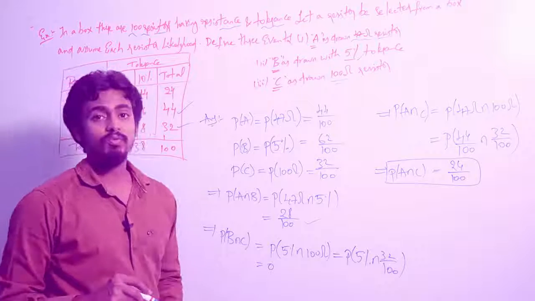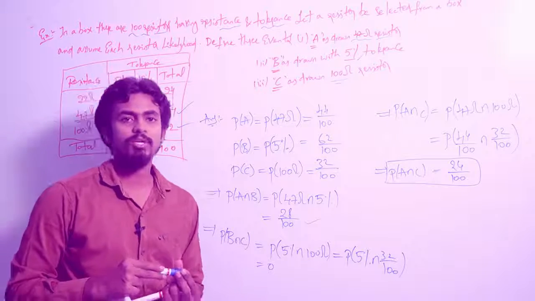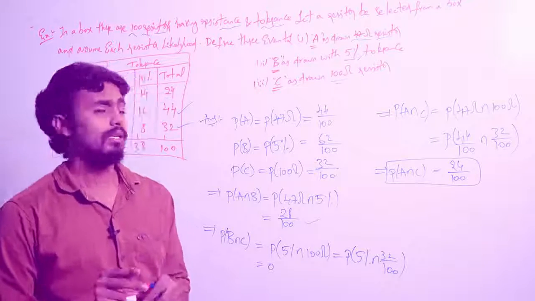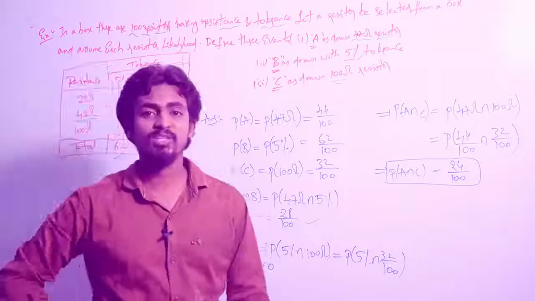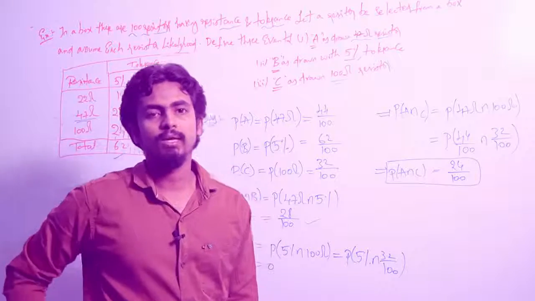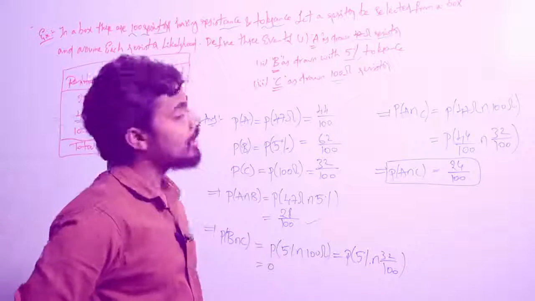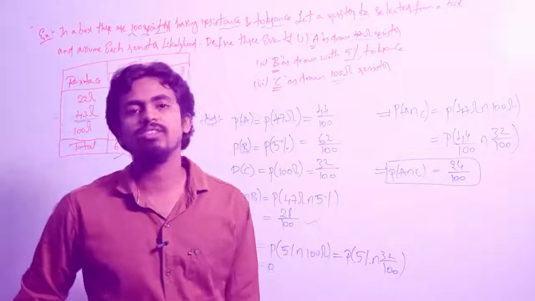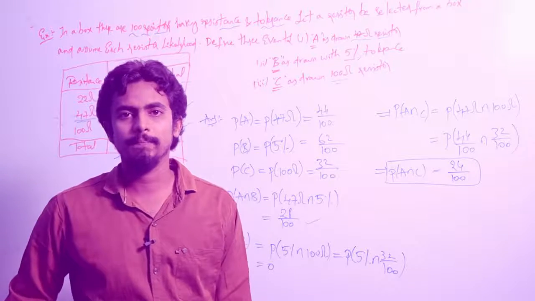In the next class, we will see the conditional probability and try to solve some problems based on the conditional probability. If you get this joint probability, the conditional probability is not an issue. That will be so simple.